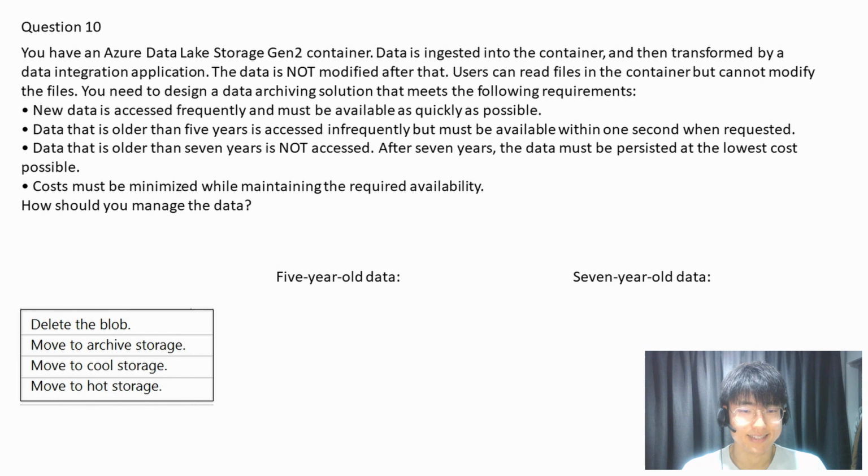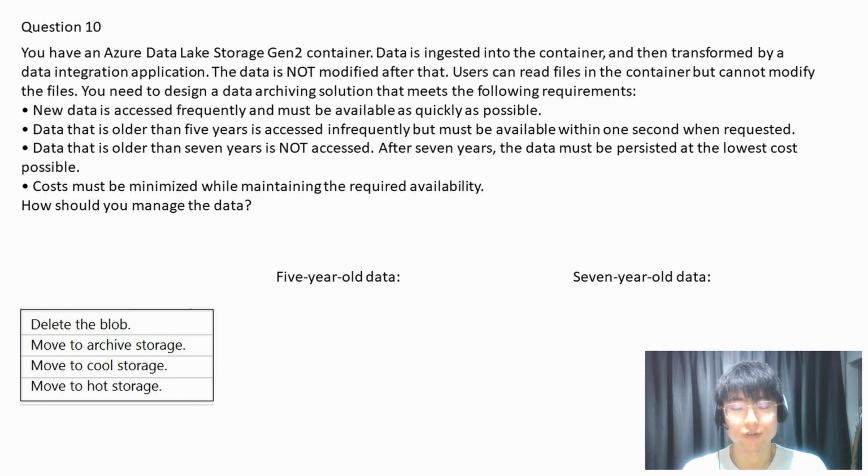New data is accessed frequently and must be available as quickly as possible. Data that is older than 5 years is accessed infrequently but must be available within 1 second when requested. Data that is older than 7 years is not accessed. After 7 years, the data must be persisted at the lowest cost possible. Costs must be minimized while maintaining the required availability. How should you manage the data?